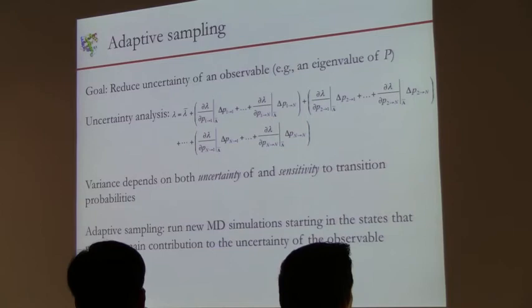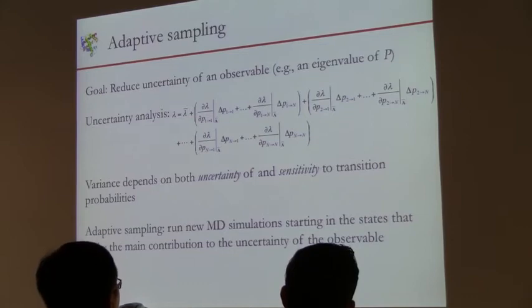the error in the observable depends both on the error in each of the elements and the sensitivity of the final result to each of those elements. So it doesn't make sense to have the same precision level for all elements of the transition matrix. Instead, you can apply this formula, find the term that gives the biggest contribution to the error, and then run new MD simulations starting from that Markov state, and therefore increase the precision level and reduce your error.